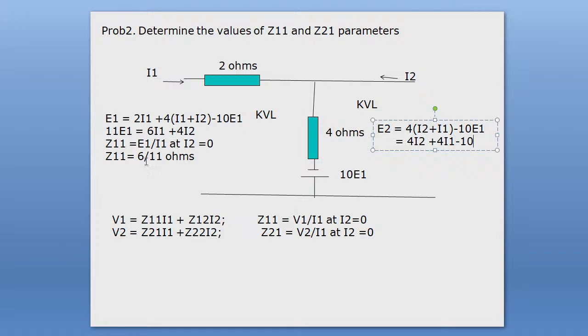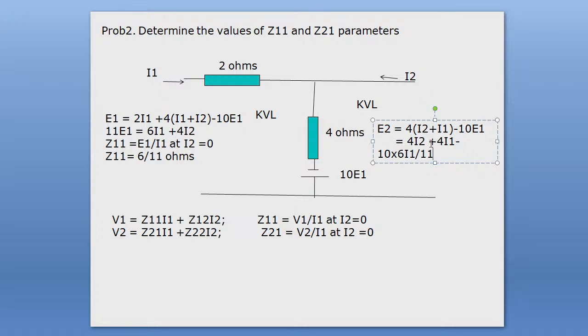E1 by I1 equals Z11, so you can write E1 equals Z11 into I1. The Z11 value is 6 by 11. So you multiply it: E1 equals 6 I1 by 11. Okay, any doubt?